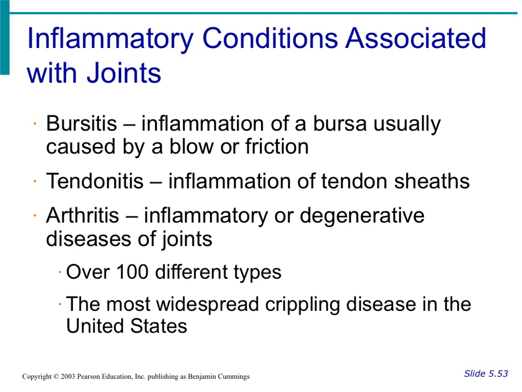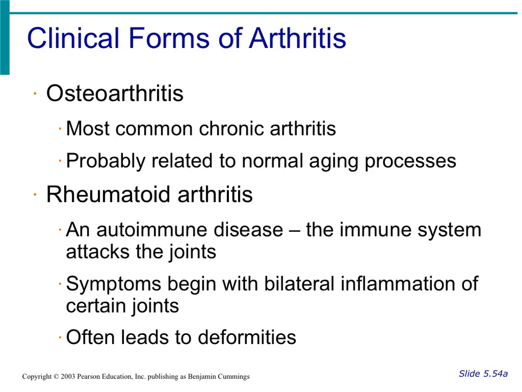Arthritis is an inflammatory or degenerative disease of joints, and there are many types of arthritis, in fact over 100, and it's the most widespread crippling disease in the United States. Osteoarthritis is the most common chronic type of arthritis. It's probably related to the normal aging process. It's present in more than one species. Other animals also get arthritis. So osteoarthritis is just a very common mammalian condition.